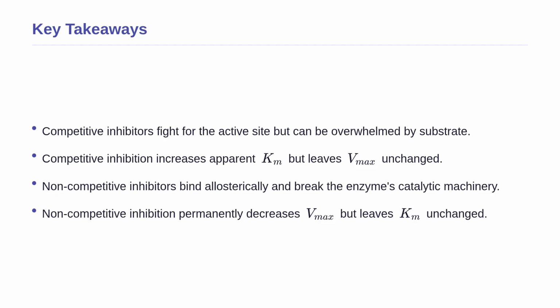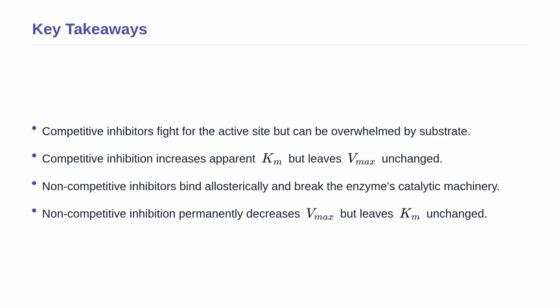We have covered a lot of ground today, so let us summarize the most important ideas. First, competitive inhibitors bind to the active site, fighting the substrate for space. They increase the apparent Michaelis constant, making the enzyme look less efficient. But they can be completely overcome by adding more substrate, leaving the maximum velocity unchanged.